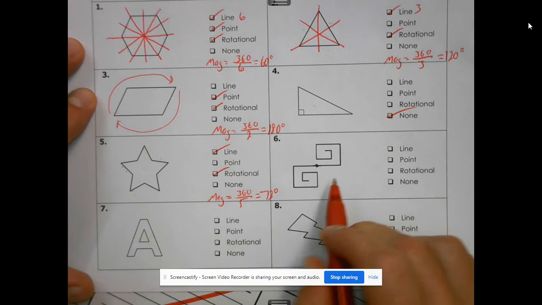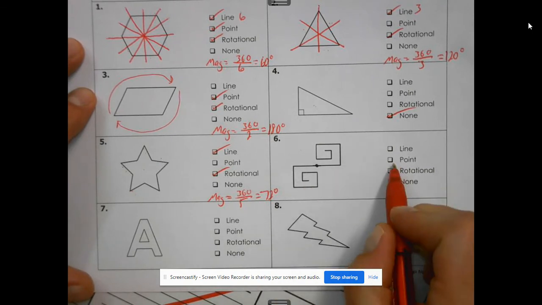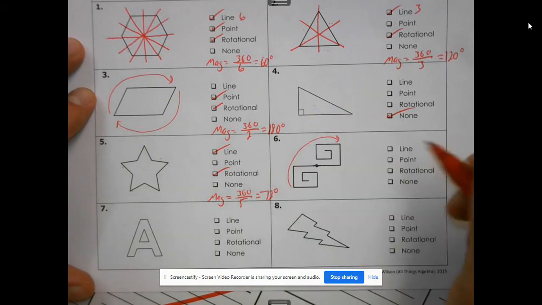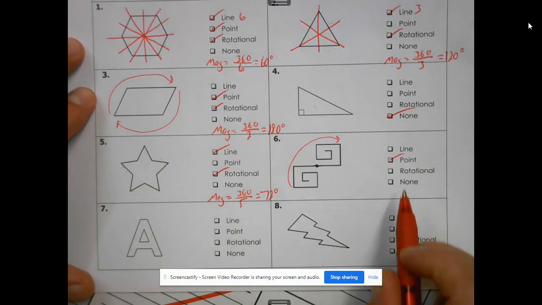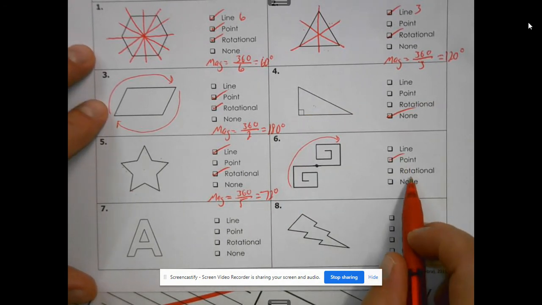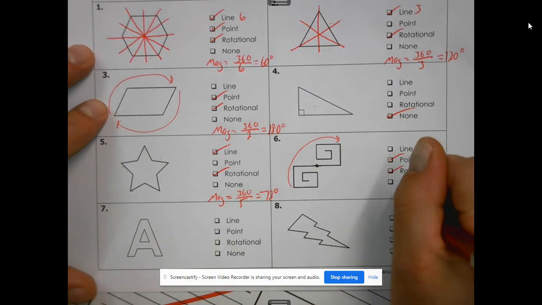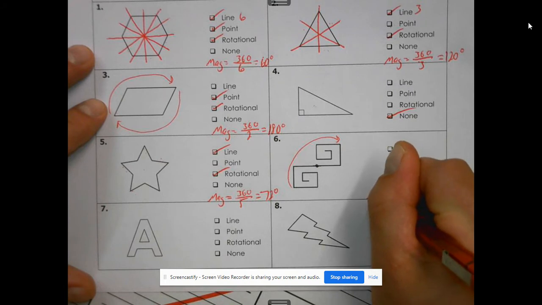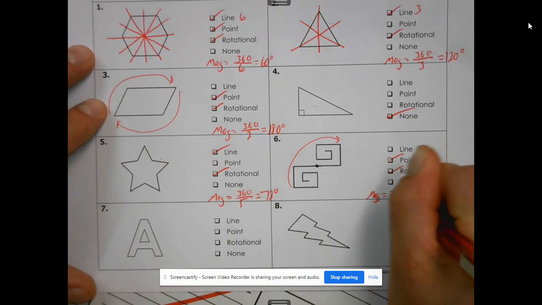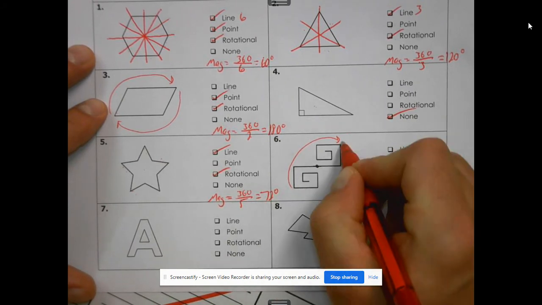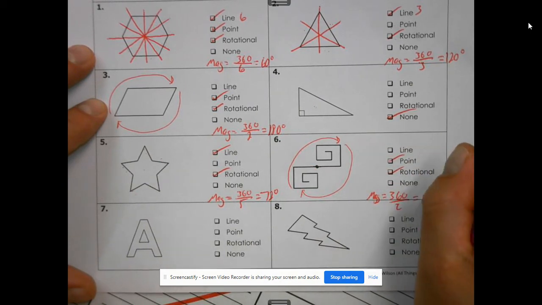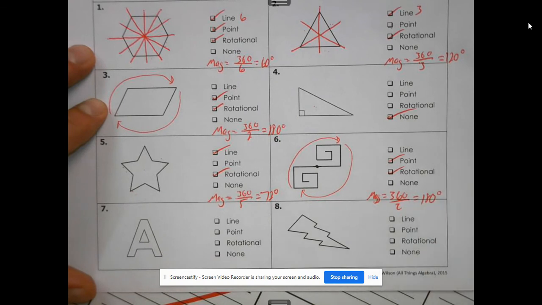Number 6, line symmetry, no. Point symmetry, you bet. If I rotate this 180 degrees, it looks the same still. If it has point, it's automatically going to have rotational. So we take 360. And I can rotate it once, 2 times to get back to the original, which would mean my magnitude would be 180 degrees.